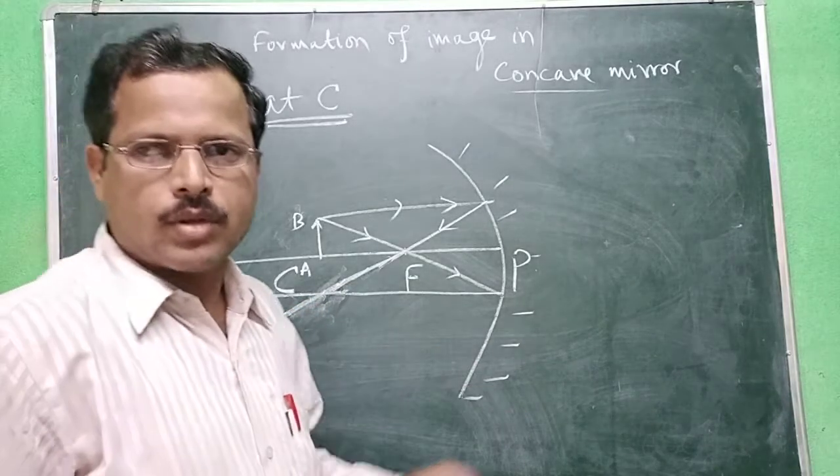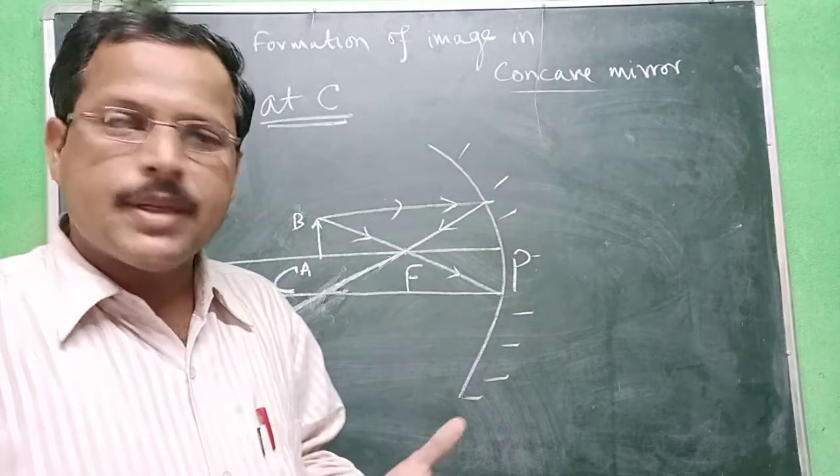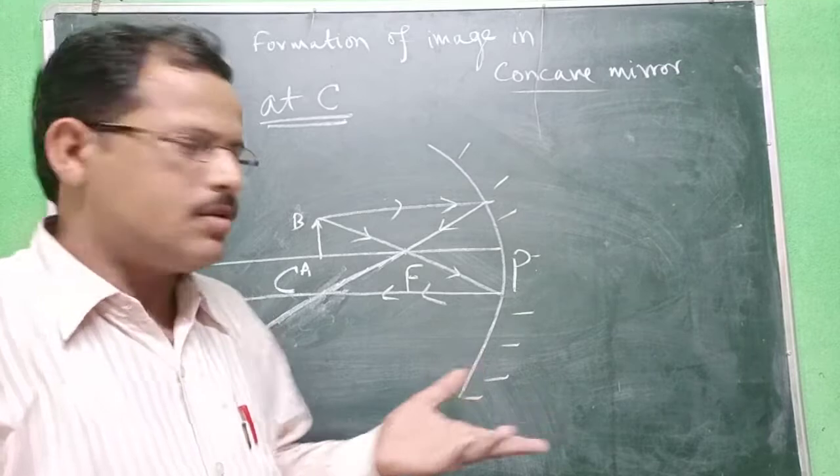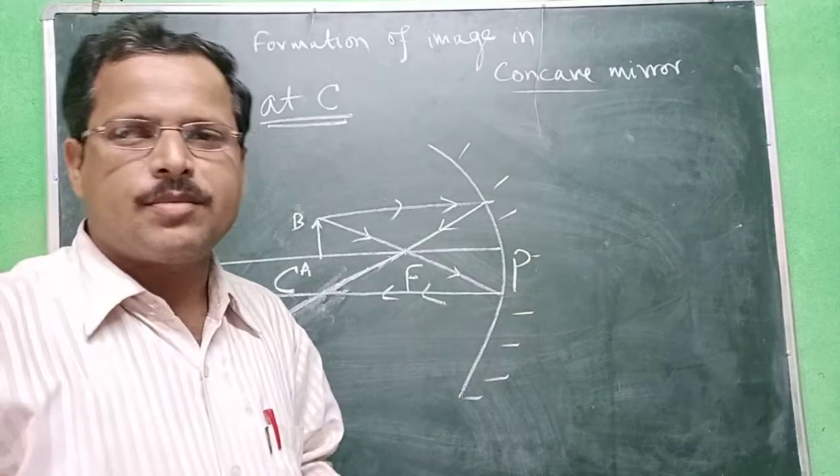Graph should be like this. Okay. So where is the image? This is the reflected ray. The image is produced on the center of curvature.